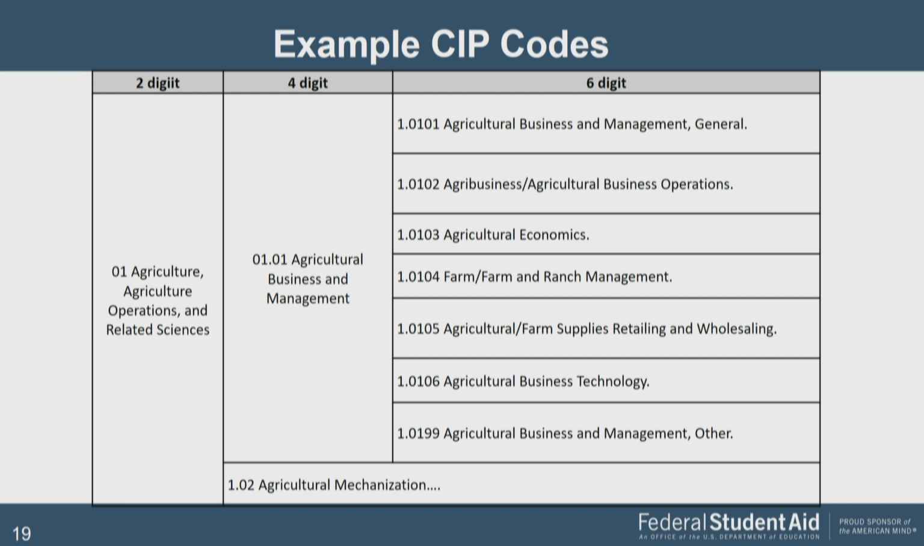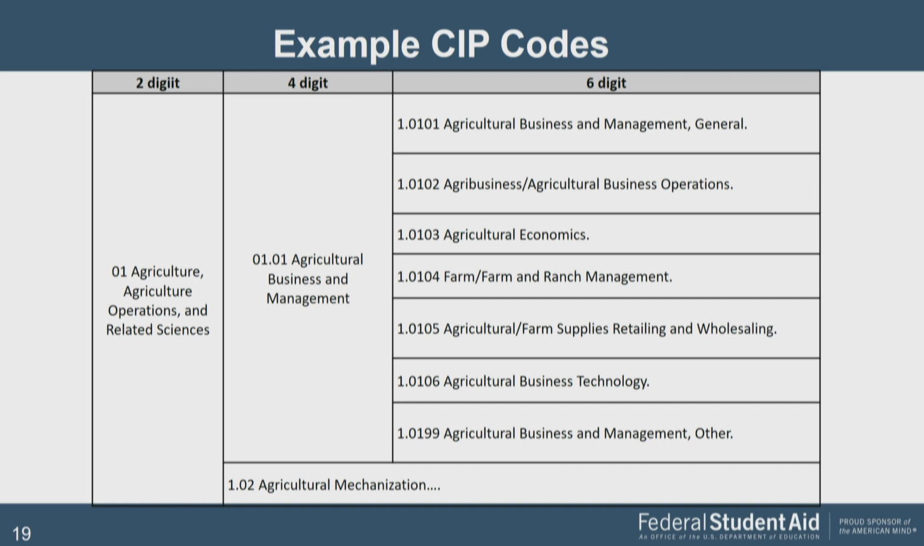Here's what I was talking about in terms of CIP codes. I chose this example because it was first in numerical order. The 2-digit CIP code for agriculture is 01, and within that there are several 4-digit CIP codes. For example, agriculture, business, and management is 0101. Agriculture mechanization, sorry, I probably should have put a 0 in front, it's 0102, and the list goes on and on.